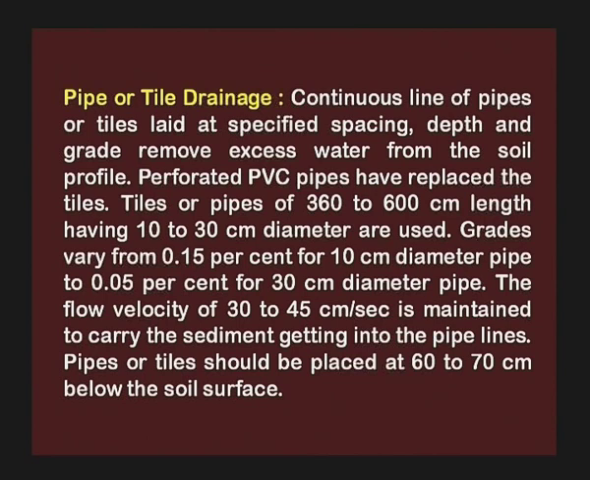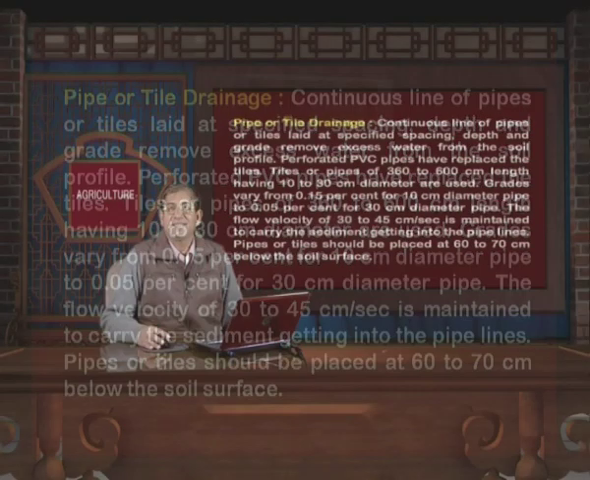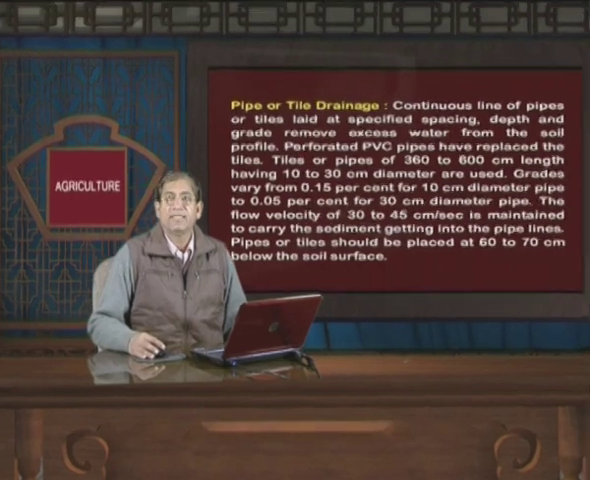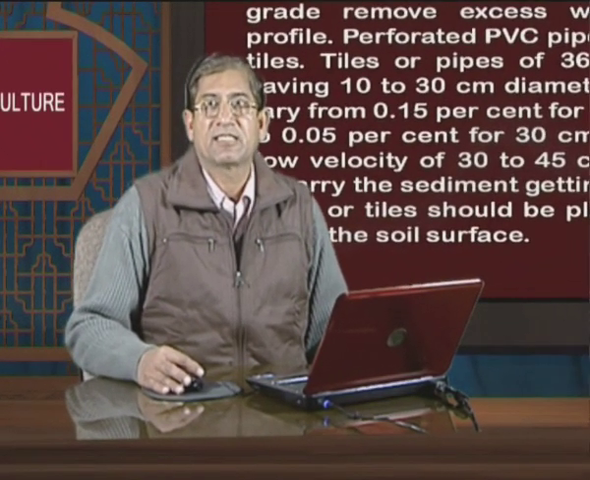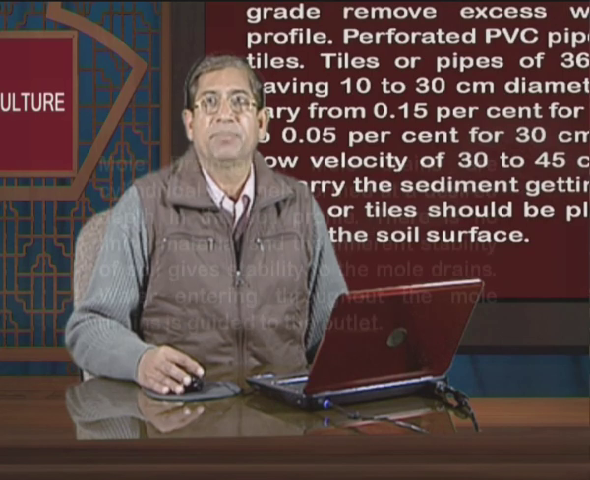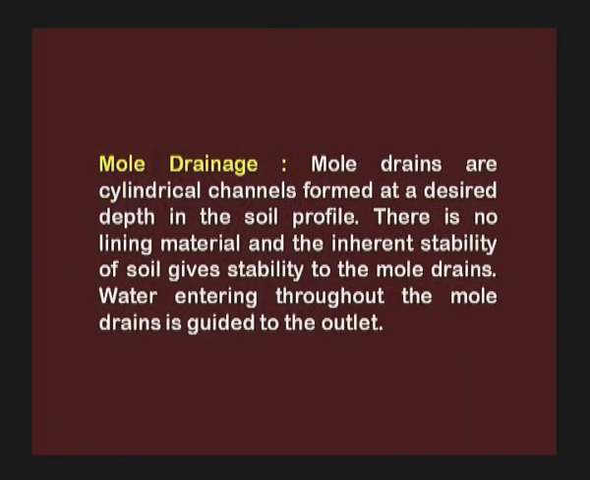The flow velocity of 30 to 45 centimeter per second is maintained to carry the sediment getting into the pipelines. Pipes or tiles should be placed at 60 to 70 centimeter below the soil surface. The lateral distance of the pipes and the depth of the pipes depend on the site characteristics and rainfall behavior of that particular region.